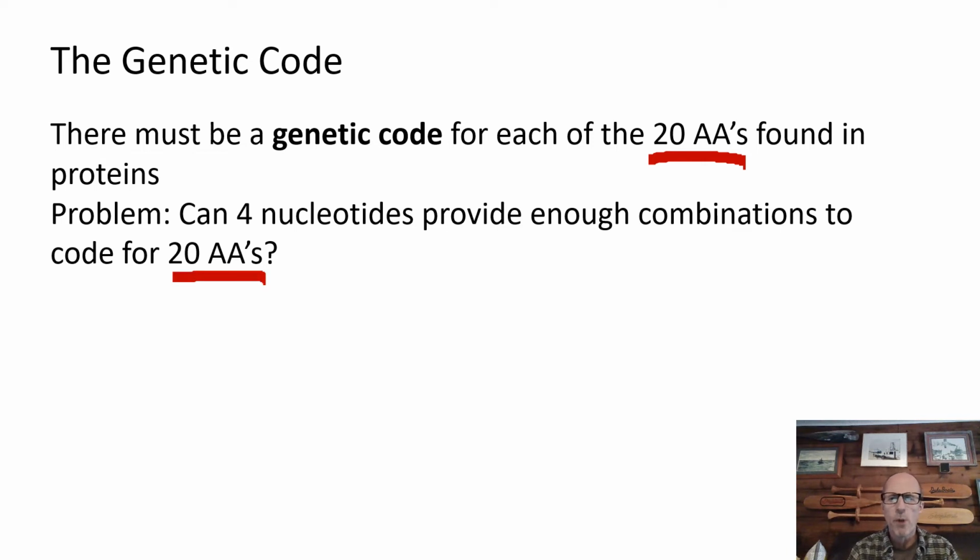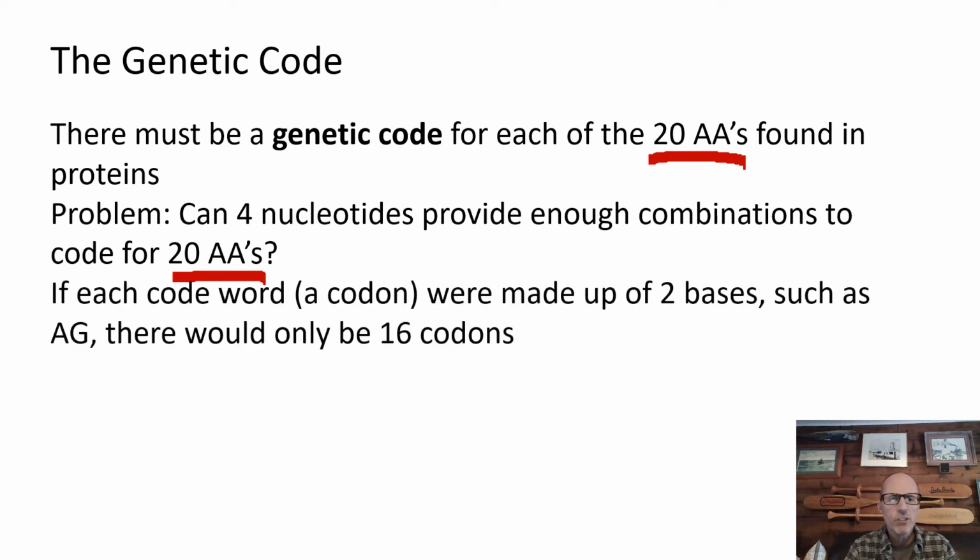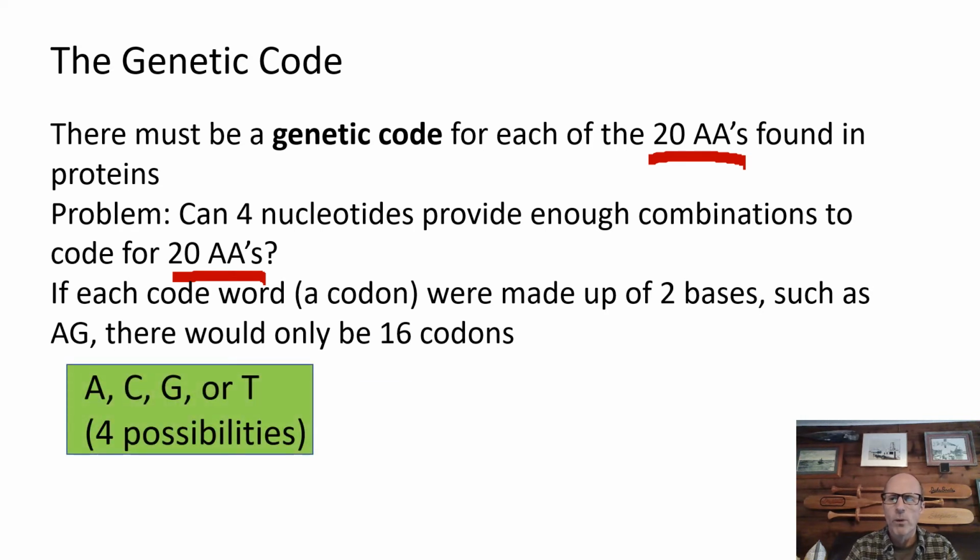There's a little bit of a problem here because one nucleotide certainly cannot code for enough amino acids to make all the proteins in our body. If each code, or codon, were made up of 2 bases, such as A and G, there would only be 16 codons. I can show you more in detail about what I mean here.